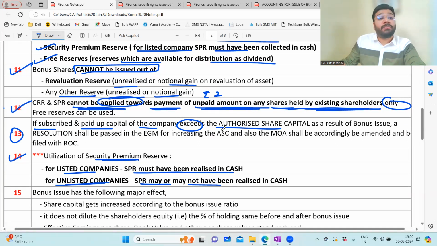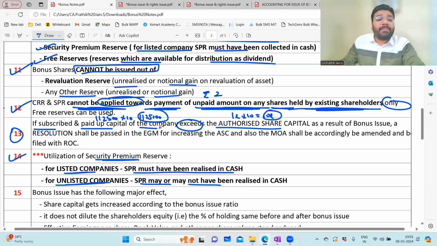So in the previous question, after bonus share, what was your subscribed and paid up capital? 1 lakh 12,500 equity shares into 10, so 11 lakh 25,000. Correct, no? That exceeded the authorized share capital. What is the initial authorized share capital? 1 lakh shares into 10, which is 10 lakh. So your authorized was 10 lakh, and after bonus issue, your subscribed and paid up capital was 11 lakh 25,000, which is a violation of the MOA, Companies Act also.